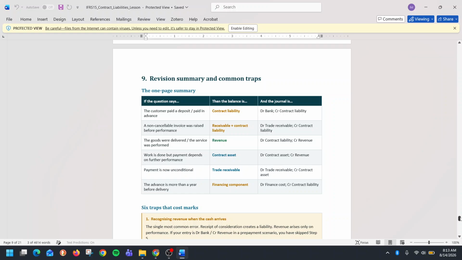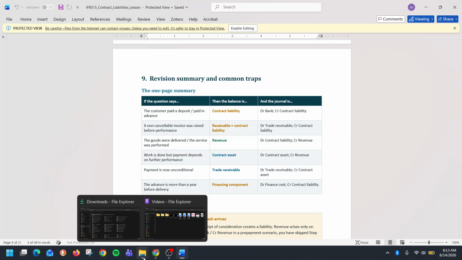The advance is more than a year before delivery, so there's going to be a financing component. But be careful not to make up percentages. They need to have given you the financing component, the interest rate, so that you can be able to calculate.